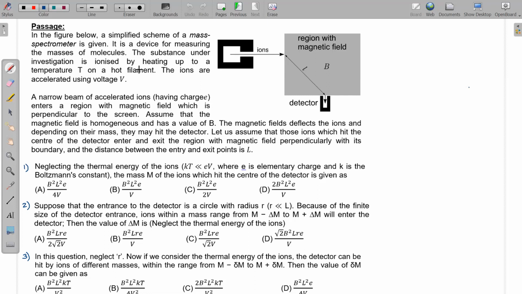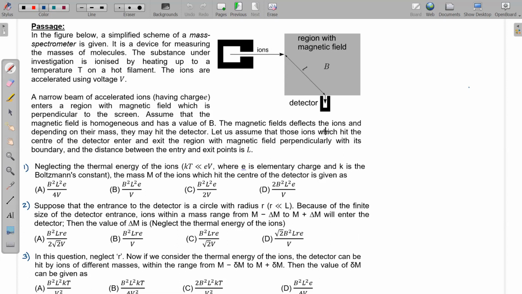So after heating and accelerating the ions by a potential V, the ions move out and enter this region of magnetic field. So the narrow beam of accelerated ions having charge E, so charge on the ions is plus E, enters a region with magnetic field which is perpendicular to the screen. Assume that the magnetic field is homogeneous and has a value of B.